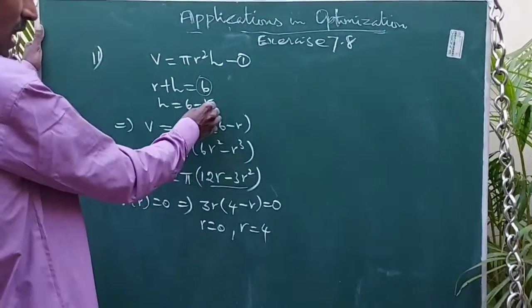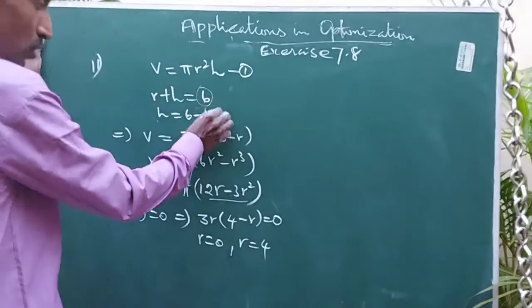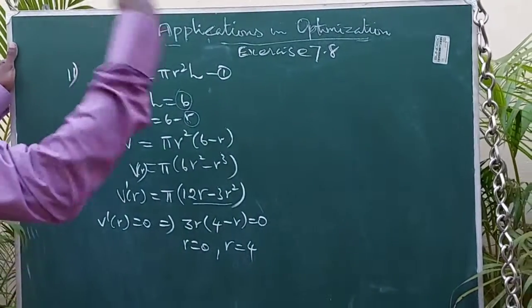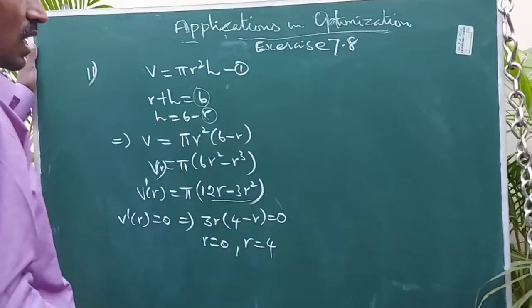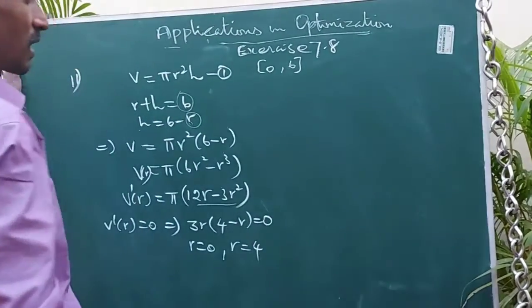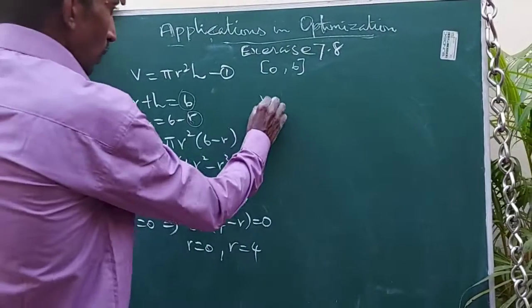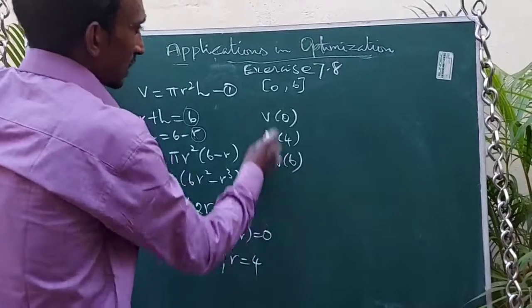If the r value is more than 6, h becomes negative. Listen my dear student, if you put an r value greater than 6, h becomes negative. That's why here the upper limit is 6 and the lower limit is 0. So this is the interval. Okay. So find out V of 0, V of 4 and V of 6.